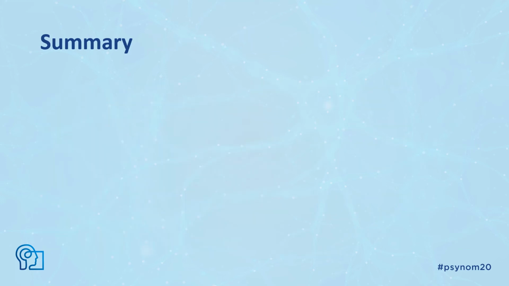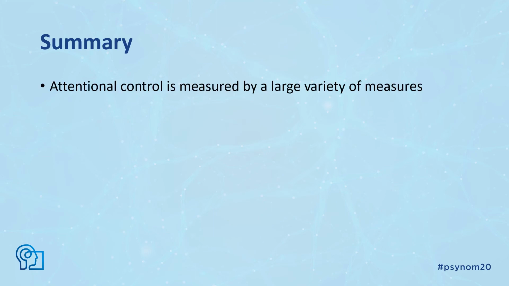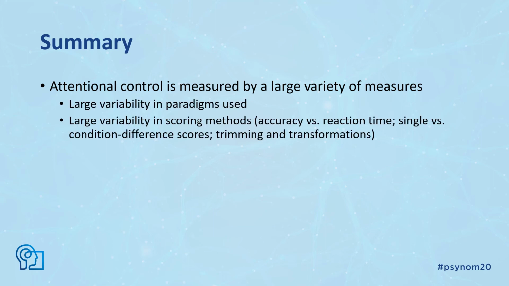So to sum up, our literature survey showed that attentional control is measured by a large variety of measures, and that is true both for the variability in paradigms used as well as the many different ways to score performance in these paradigms. You can decide whether to use accuracy or reaction time, single or condition difference scores, and we didn't even mention all the many different ways we can trim and transform data before we even get to the scoring.